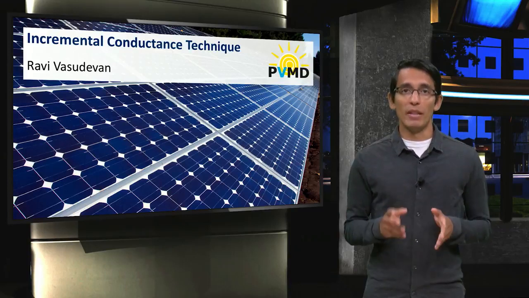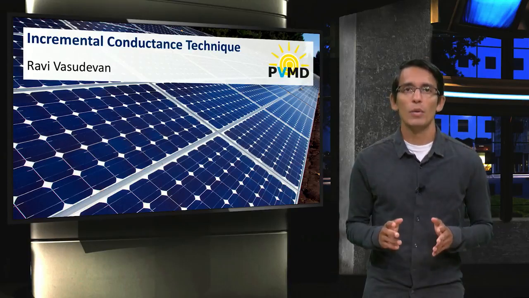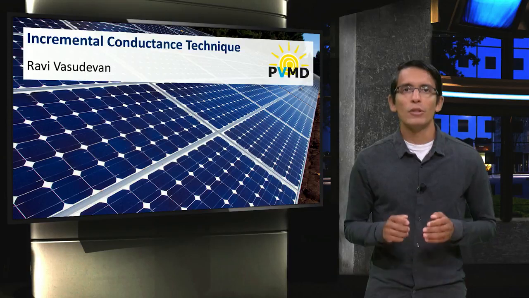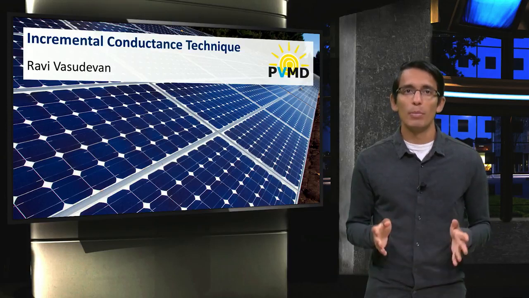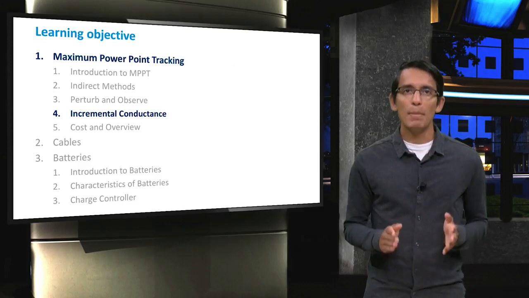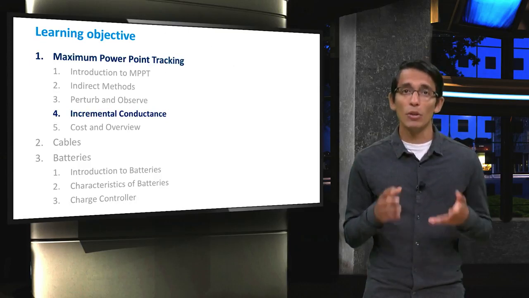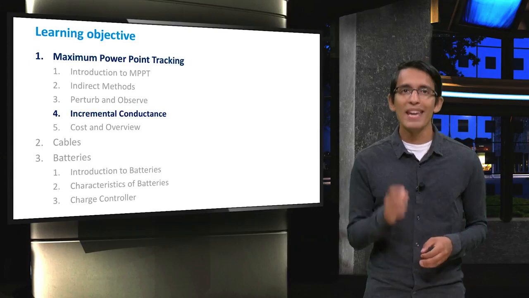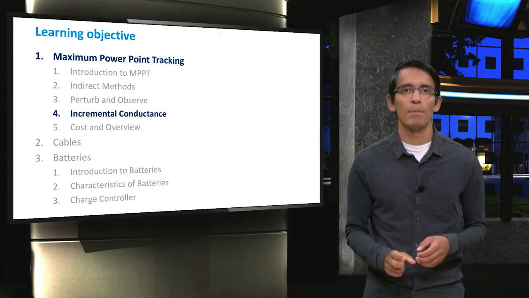The perturb and observe method, which was studied in the last video, was a fairly straightforward way to track the maximum power point of a solar panel. In this video, I'm going to talk to you about another MPPT technique that can be applied to the solar panel. It is called the incremental conductance technique.